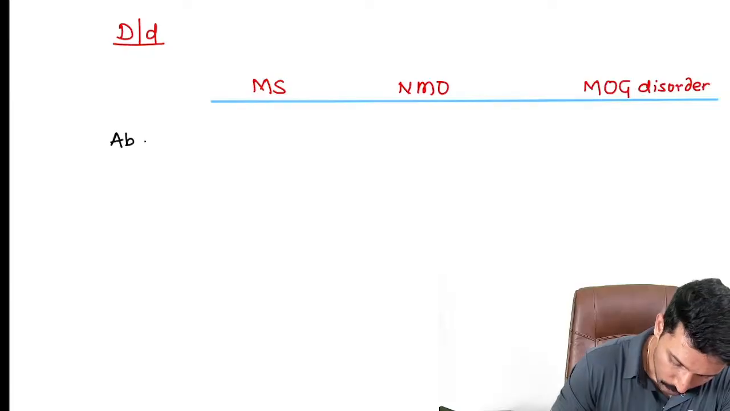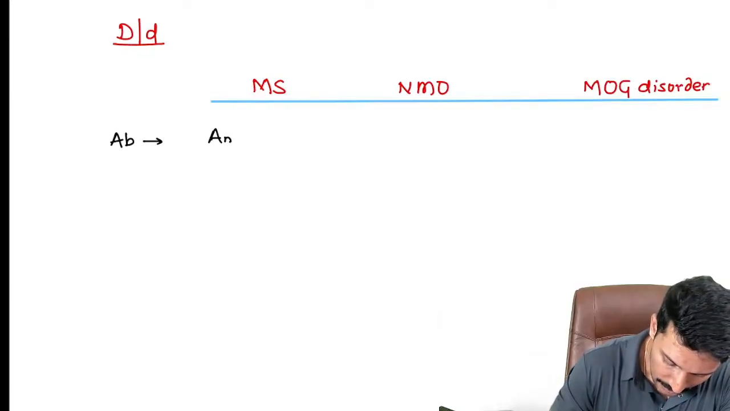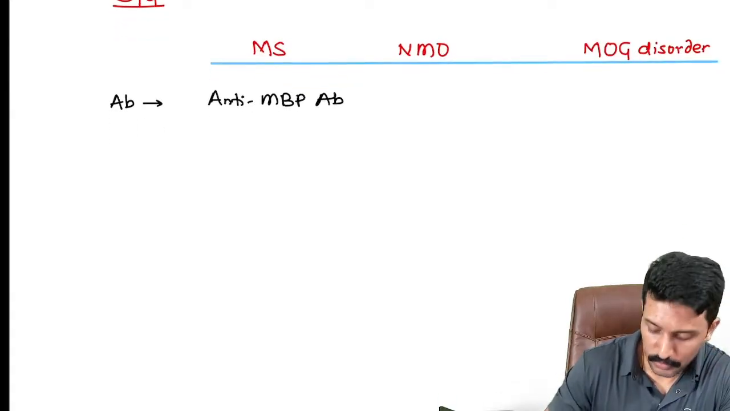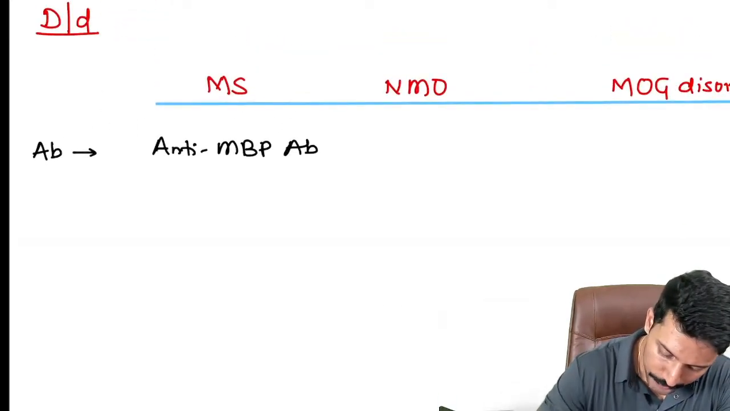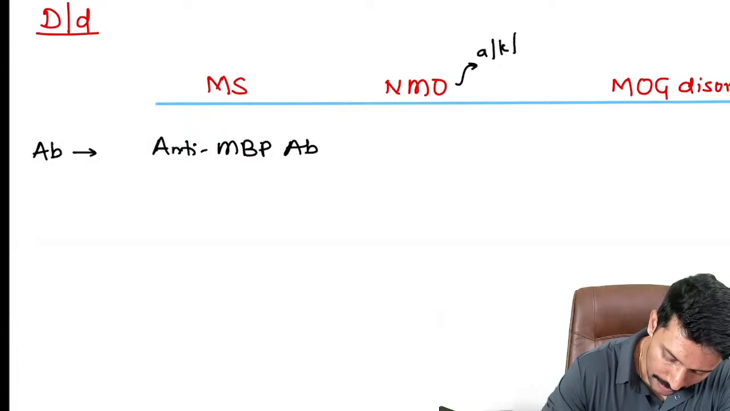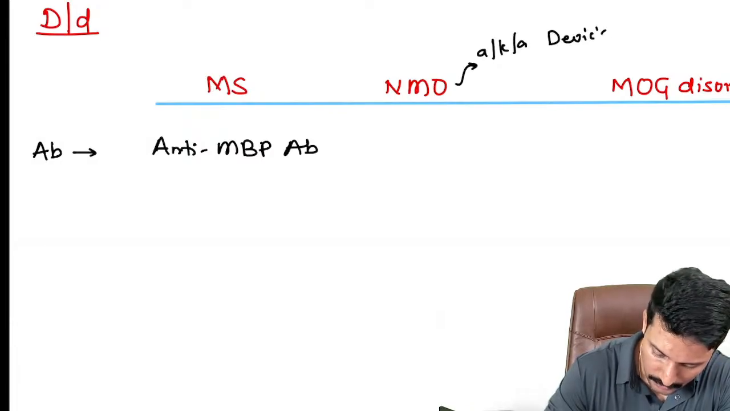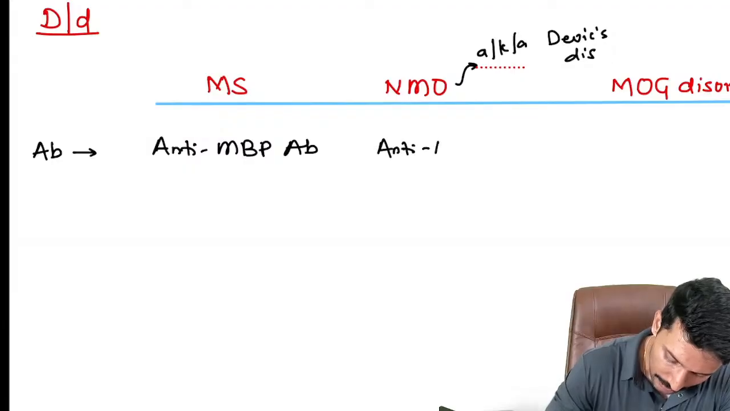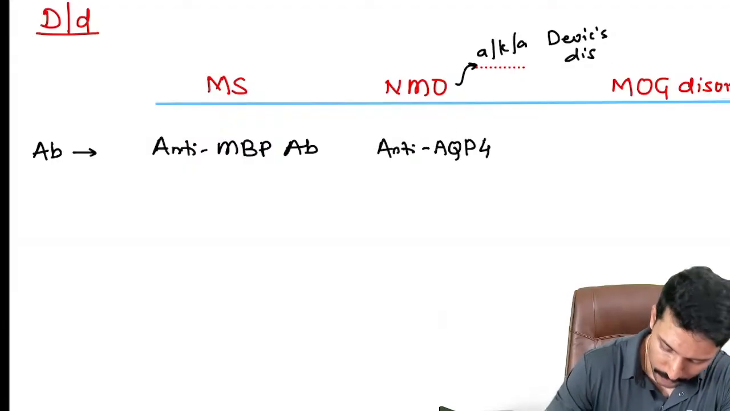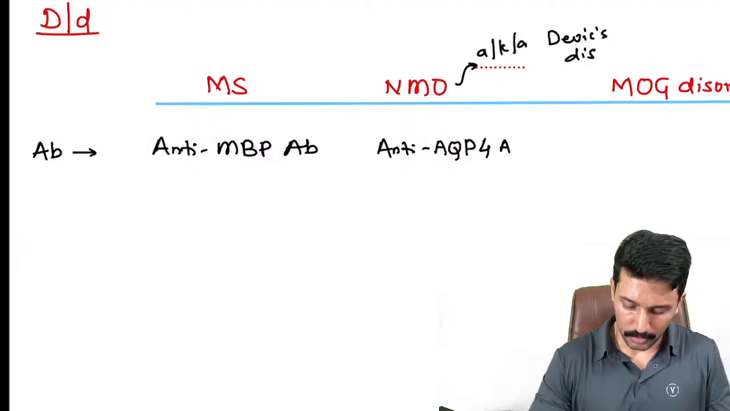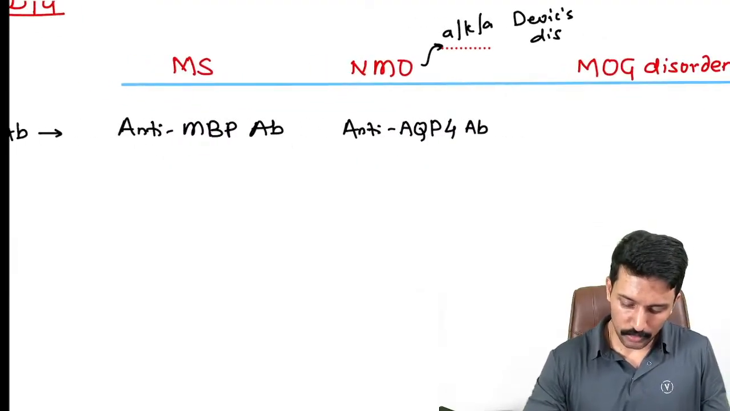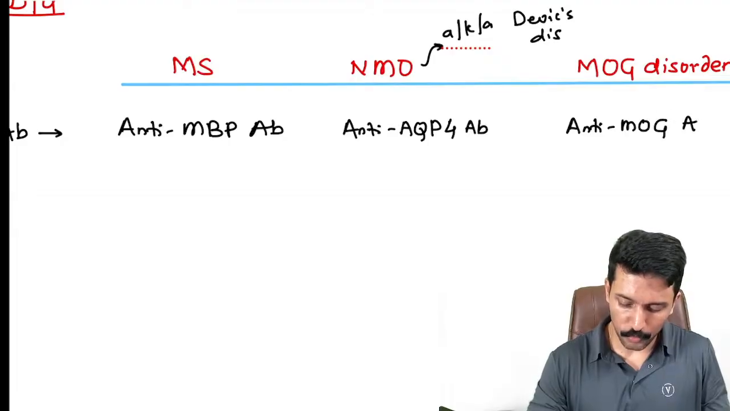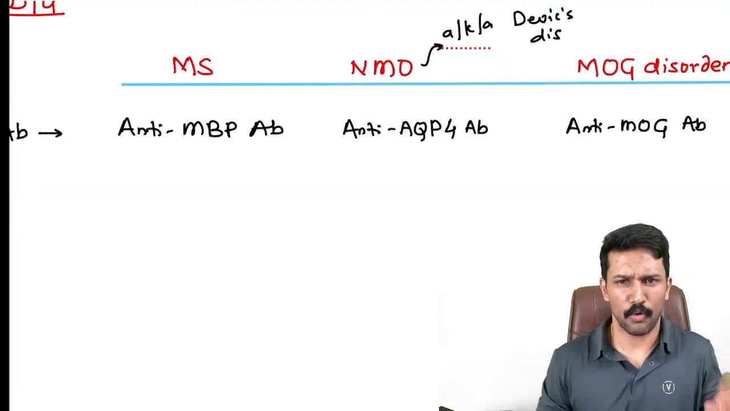The antibody responsible for multiple sclerosis, we call it anti-myelin basic protein antibody. The antibody responsible for neuromyelitis optica, which is also known as Devic's disease, is anti-aquaporin 4 antibody. Anti-aquaporin 4 antibody. And in the MOG disorder, we have anti-myelin oligodendrocyte glycoprotein antibody. It is there in the name. Don't bother about it. MOG.